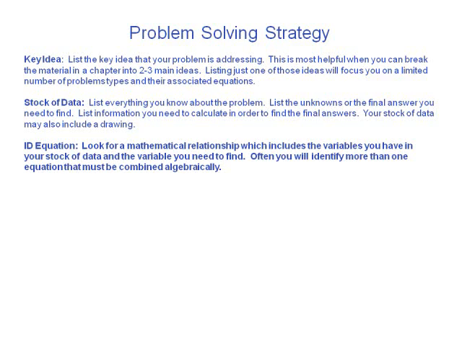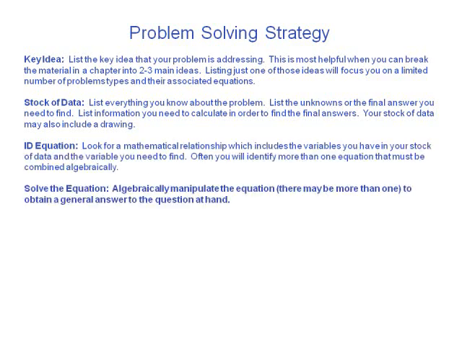The third step is called ID the equation. Once we have the big idea, the key idea, and we have the stock of data telling us what information we're starting with and what information we're going to end with, it's time to take a look through the equations associated with that key idea and figure out which one of them is going to serve us best. Now, it's often possible that we may end up with 2 or 3 equations that we'll have to manipulate algebraically, but this is the next step.